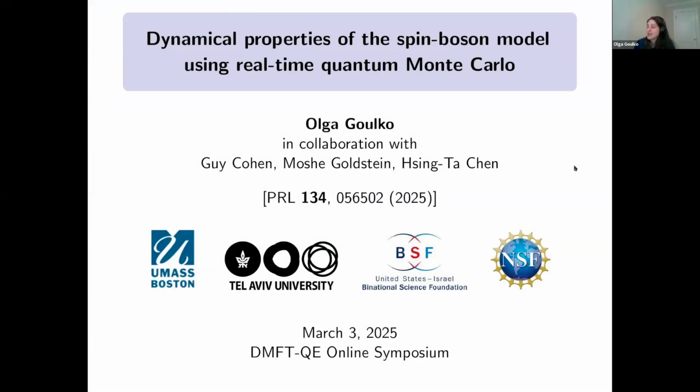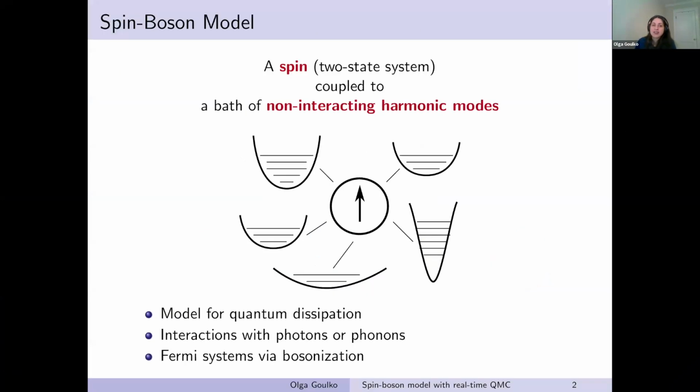I will talk about an impurity model called the Spin-Boson model and how we can study its dynamics using real-time quantum Monte Carlo, specifically the inchworm algorithm. This is work done in collaboration with Olga Goulko and Theta Chen, and you can read more details in this paper here. So let me first introduce the Spin-Boson model.